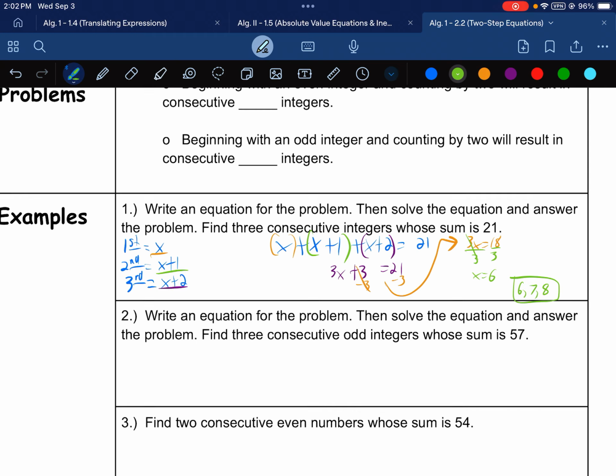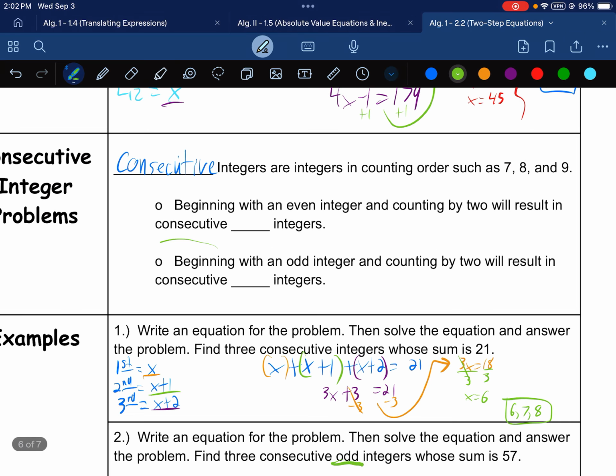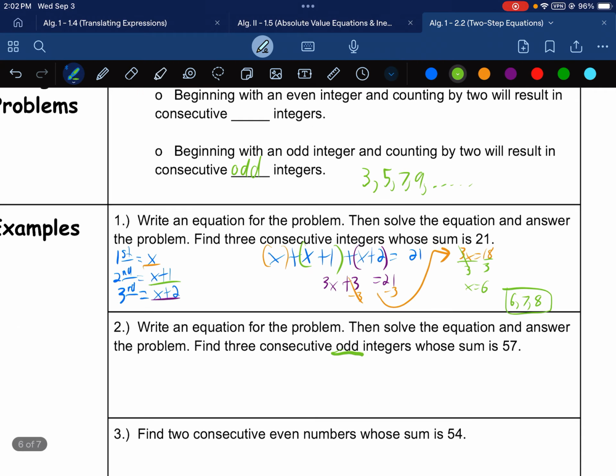Number 2. Write an equation for the problem, then solve the equation and answer the problem. Find 3 consecutive odd integers whose sum is 57. That's new. So let's go to this bullet here. Beginning with an odd integer and counting by 2 will result in consecutive blank integers. Well, let's try this out. An odd integer would be 3. If I count by 2, I'd get 5, 7, 9, and so on. We notice this is just the next odd integer. So we get consecutive odd integers if we start with an odd and add by 2.